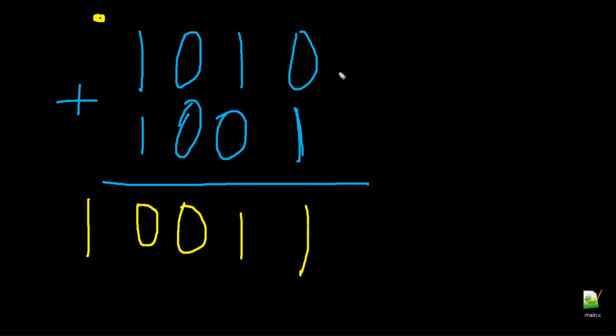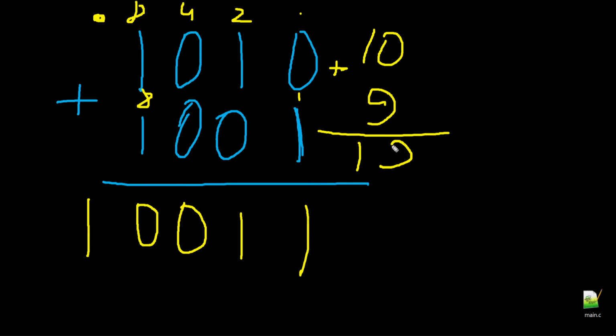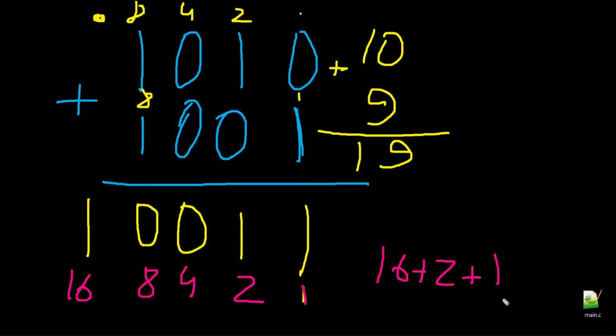So let's look at what we did. This is 2, this is 4, this is 8. So we made 10 plus 9, which is 19. Let's take another: here we have 1, 2, 4, 8, 16. So 16 plus 2 plus 1 is also 19.